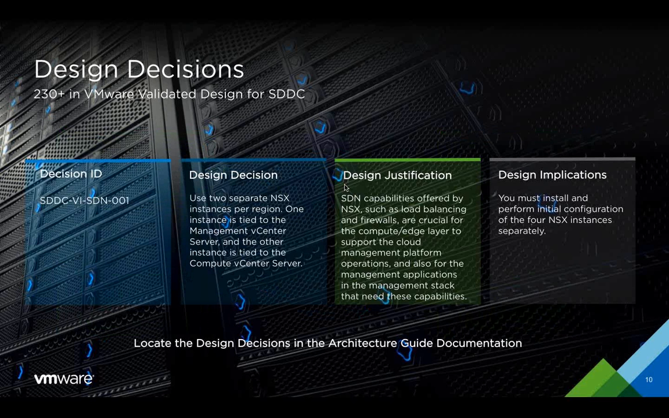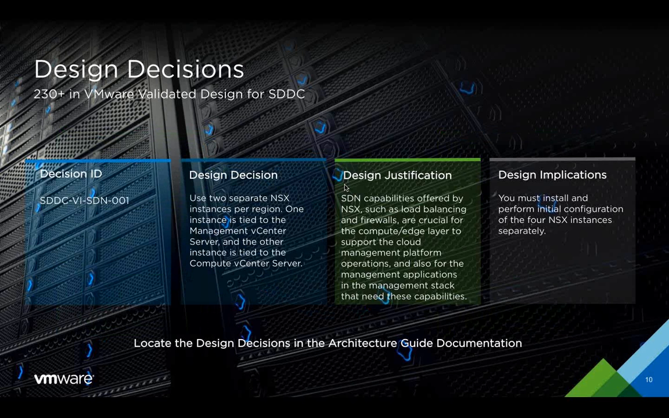But they're always located in our architecture guide. Like I said, we do have these available in a checklist download from the community site. But you'll see here we've got a decision ID, right? SDDC, that's the design. VI is virtual infrastructure. SDDN is the software-defined networking. And then you see a numerical sequence, right? It's 01. This is the first design decision we made for virtual infrastructure for software-defined networking, right?